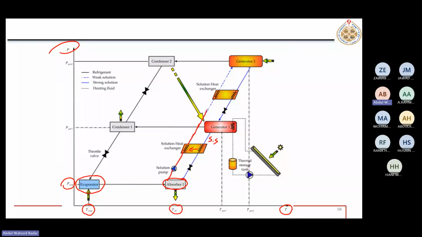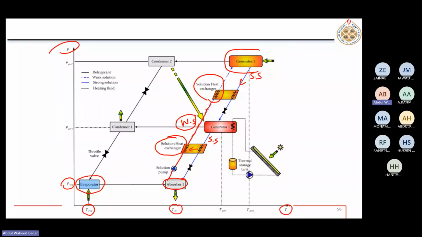So here some temperature is increased in this solution heat exchanger, then some more temperature is increased in the second solution heat exchanger with this solution coming from the generator. And what is that solution? It's a strong solution. And this solution coming from the absorber and going towards the generator is the weak solution.